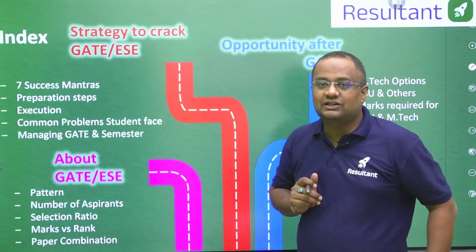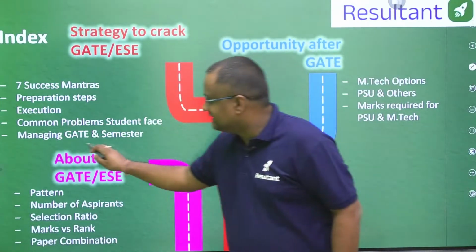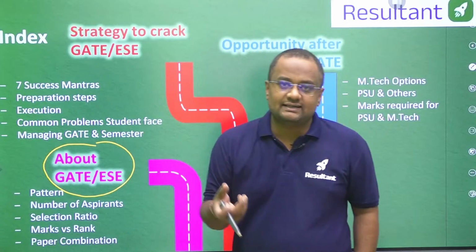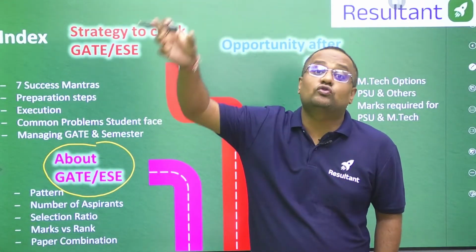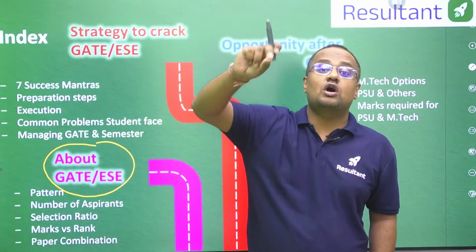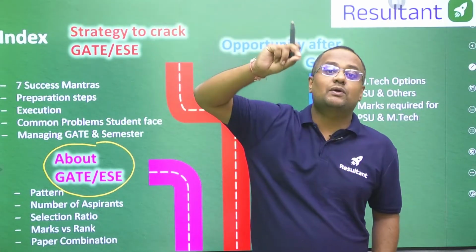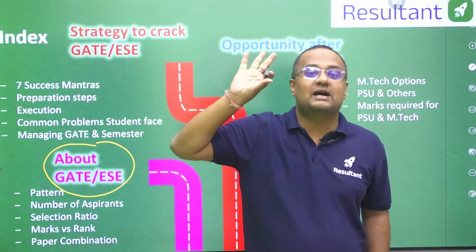So what I'll be telling you in this session, guys: first, I'll be telling you about GATE and ESE. What is the pattern? What is the selection ratio? How many students give the GATE? Out of those students, how many qualify? How many students got more than 50 marks? More than 60 marks? How many students get less than 0 marks?